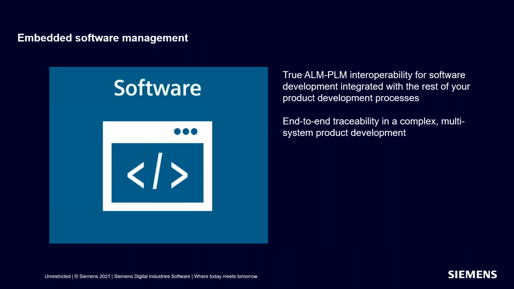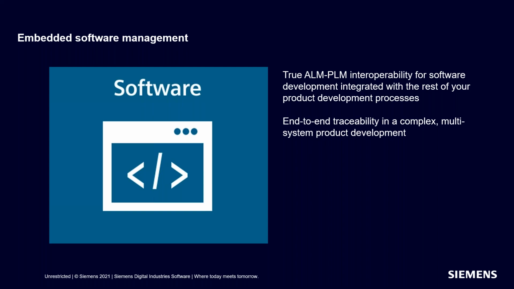Now let's take a look at how you integrate software with the rest of the product development. By treating your software as the valuable parts of the product they are, you can establish the relationships and dependencies between software and hardware objects needed to increase product quality and reliability. Application Lifecycle Management integration to Teamcenter, or ALM to PLM integration, enables true interoperability to get software development out of its silo and integrated with the rest of your product development processes.